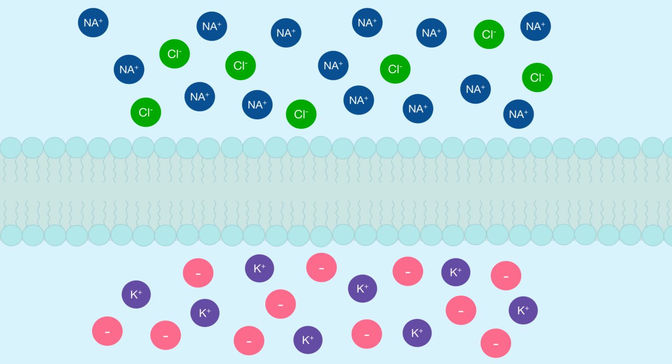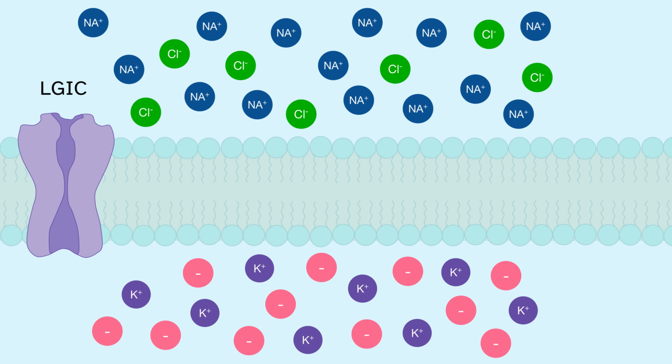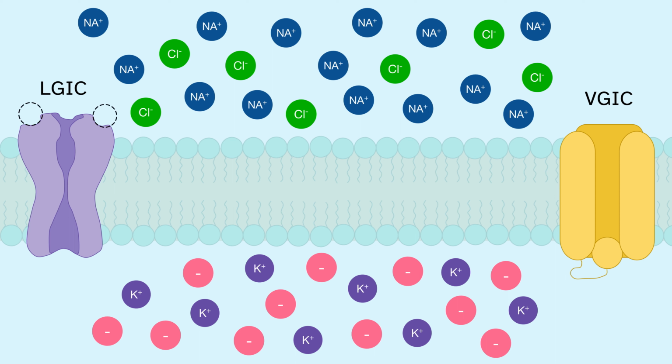Along the membrane, there are two ion channels, ligand-gated ion channels, aka LGICs, and voltage-gated ion channels, aka VGICs, which control what ions can pass in and out. The LGIC will open if a ligand like a neurotransmitter, or NT, binds to its receptor, while a VGIC will open at a certain value in mV.